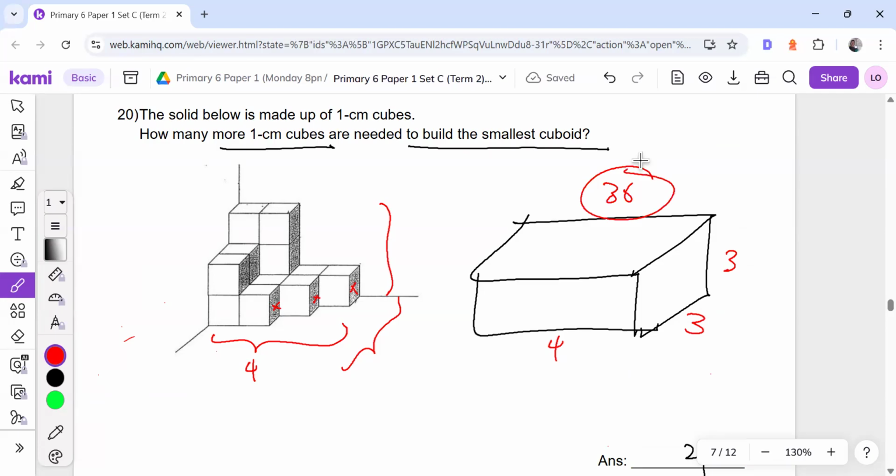Then you look at this figure. How many cubes inside already? So you have 3, 3. Remember how you count the cubes? Right, so you have 3 cubes all sitting down together. So 3, 6 plus 4, 10. 10, 13, 14, and 15. So there are 15 cubes only, right?